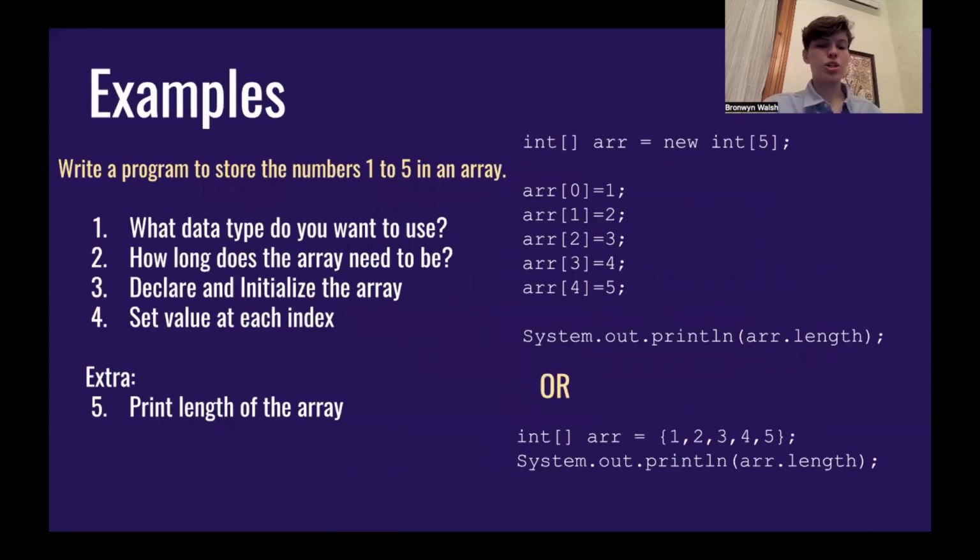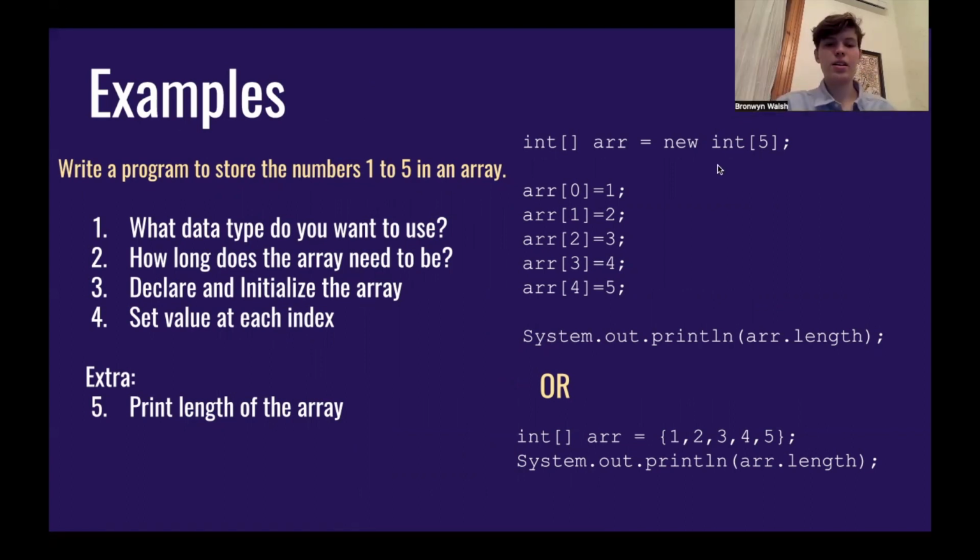So now we know the structure of an array, but let's really delve into what is stored in an array through an example. First, we decide what data type we want to use. In this case, we want an int array. We go to declare a new array up here. Then we decide how long the array needs to be. In this case, we want it to be 5 elements long. We then declare and initialize the array and finally set each element to our desired values. Here you can see we also print the length of the array.